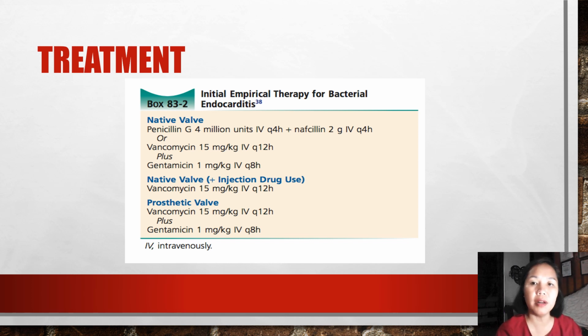Treatment for infective endocarditis is 4 to 6 weeks in duration. For those with native valves, the antibiotic used is penicillin G or vancomycin plus gentamicin. And for those with prosthetic valves, vancomycin plus gentamicin is used.